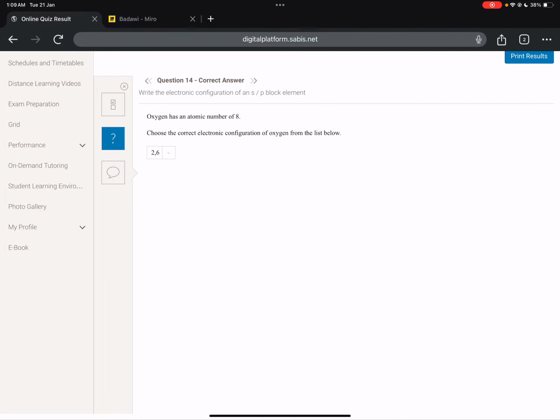Oxygen has an atomic number of 8. This is straightforward. Electron configuration, it will be 2, 6.